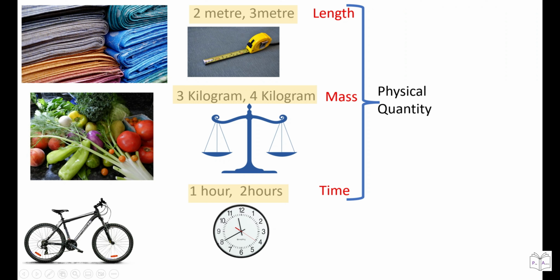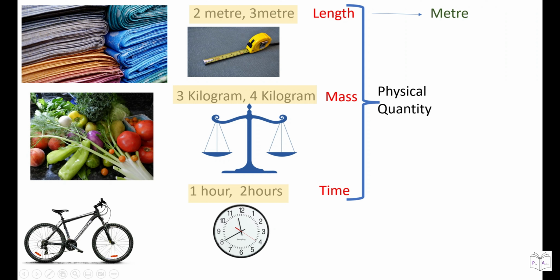Then what about meter? Length indicates how this quantity is expressed. But how much in that length do you want? For that we use this term called meter for length. And what about 2 and 3? 2 and 3 are the numerical values which will usually be written in front of this term meter.